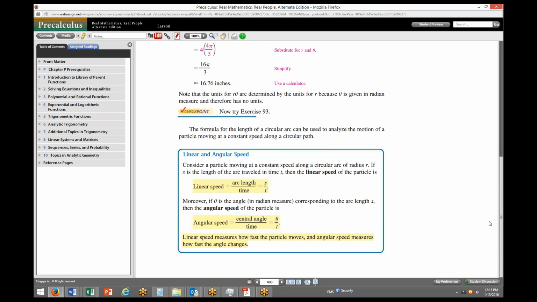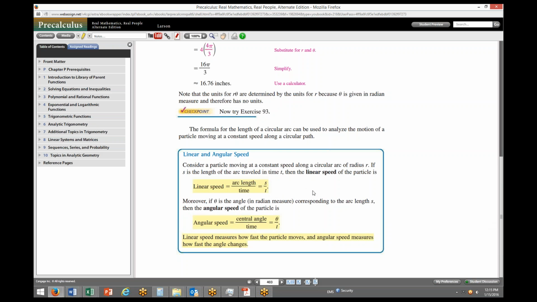Just as R will be reserved for radius, S will be reserved for arc length. So let's define linear speed and angular speed in terms of our variables here. Reading in this box, consider a particle moving at a constant speed along a circular arc of radius r. If s is the length of the arc traveled in time t, then the linear speed of the particle is simply arc length divided by time. It's just s over t, because s is the distance it travels in time t.